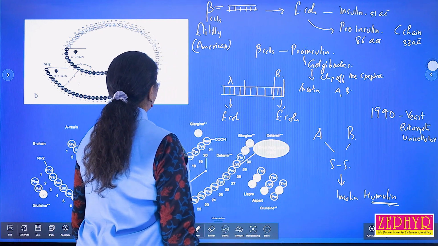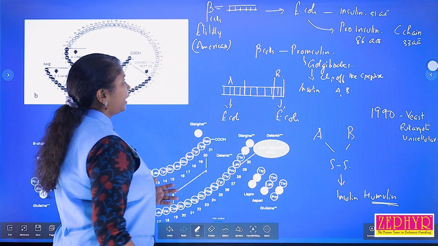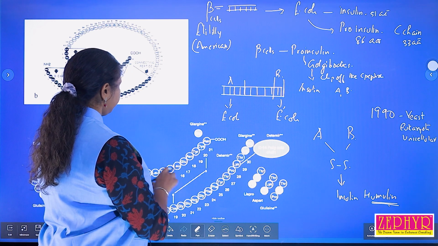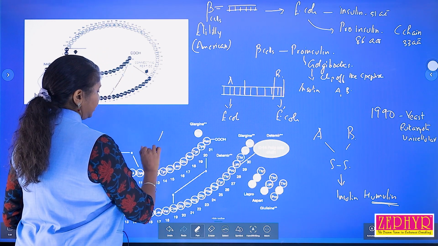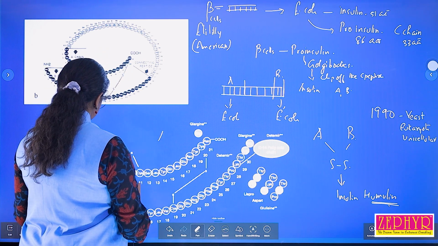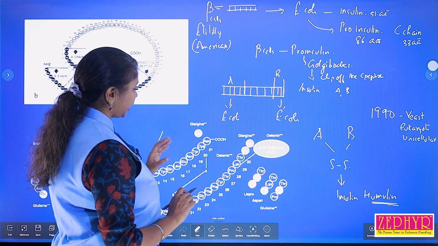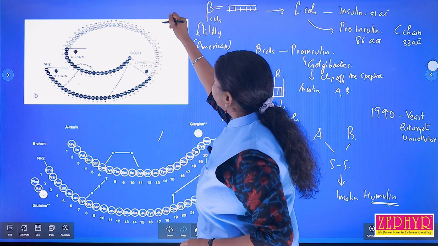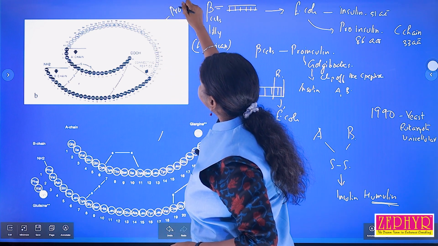Now the question is, which are the areas that I should remember about understanding insulin? Insulin, like I said, has another speciality. If you look into the chain, look at the chain difference. We have the structures to be learned. So this is our proinsulin.